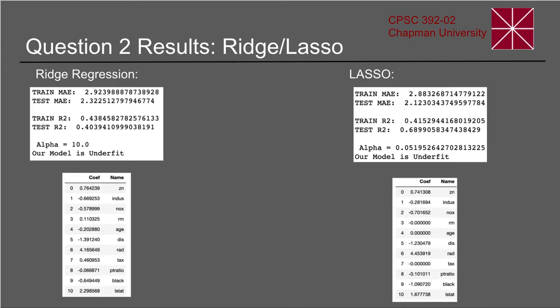So both models were underfit, with the testing error being lower than the training error. The R squared for the ridge regression was worse at 0.4 versus lasso at 0.69. And since coefficients were standardized, the interpretation of the lasso coefficients, for instance, LSTAT, was increasing LSTAT, or lower status of the population, by 1 standard deviation, which was 7.14. This would increase the crime rate on average by 1.677, or the beta, the coefficient that you see there.